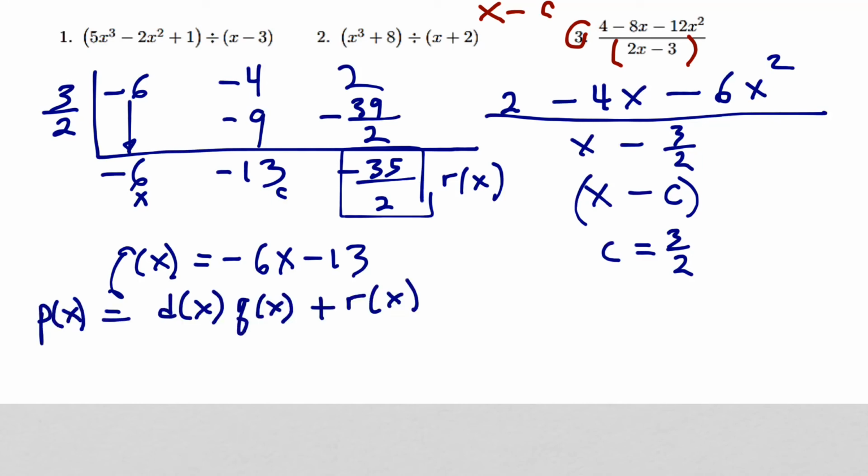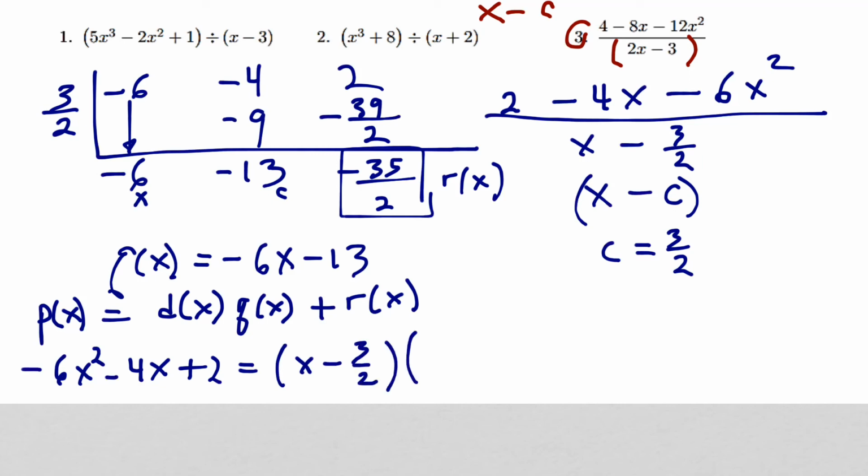Okay, so we want to write it in this form. So I've got negative 6x squared minus 4x plus 2 is equal to d of x, which is x minus 3/2, times q of x, which is minus 6x minus 13, plus r of x, which is minus 35 over 2.